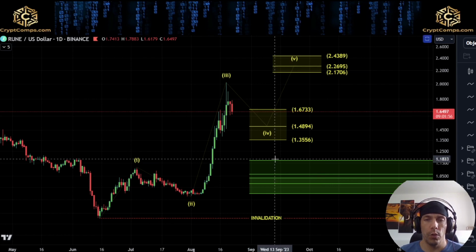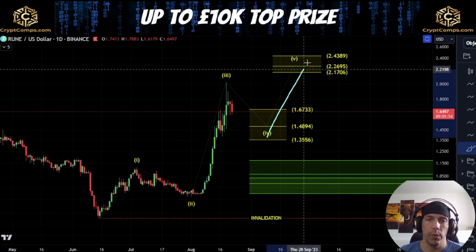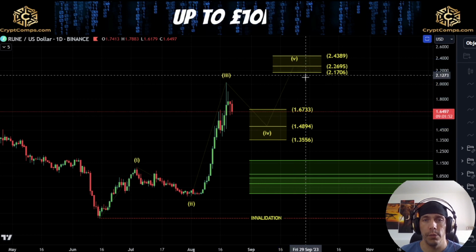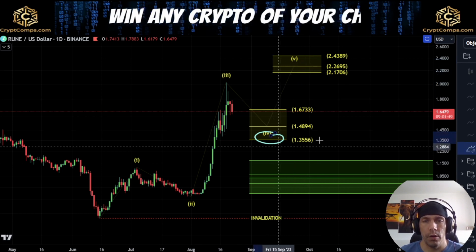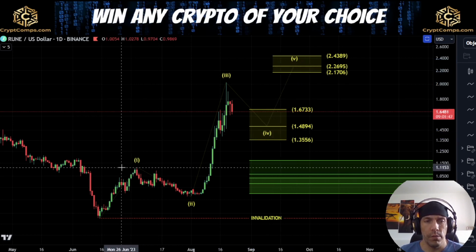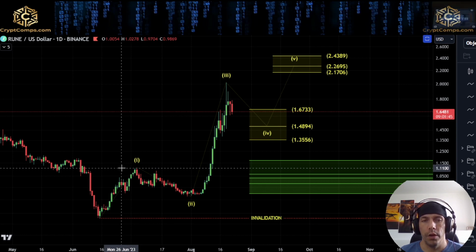If we do continue to hold this 1.35 level, I will be looking for continuation to the upside in this fifth wave. If, however, we start to break down below this 1.35, invalidation only really comes by crossing this wave 1 at this $1.11.